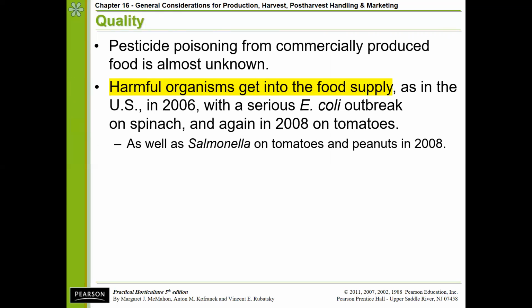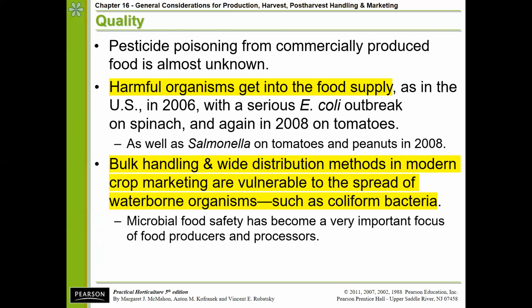Of course, as we talked about a little bit last week, we can have harmful organisms getting into the food supply as well, with E. coli and salmonella outbreaks. A big thing that we've put in place to try to prevent that is what we call the GAPs, or good agricultural practices. A lot of times, these outbreaks are due to bulk handling and the wide distribution methods of our modern crop marketing that make crops vulnerable to the spread of a lot of these organisms.